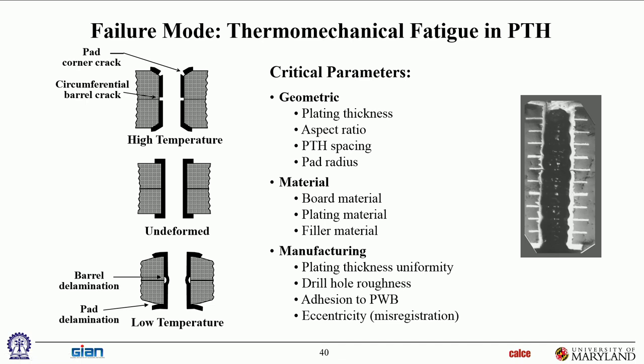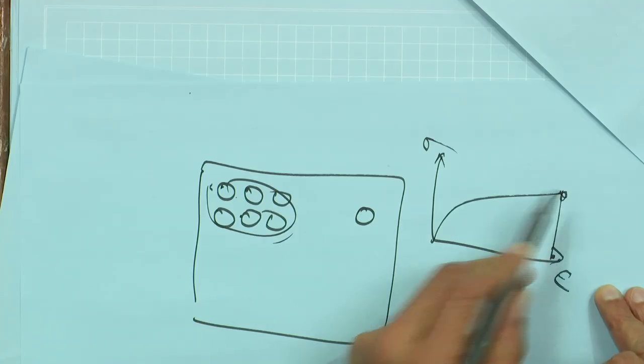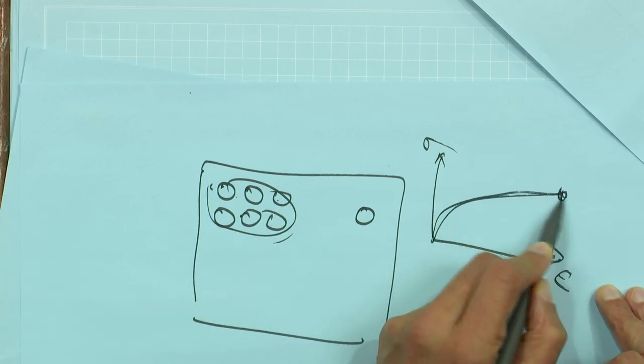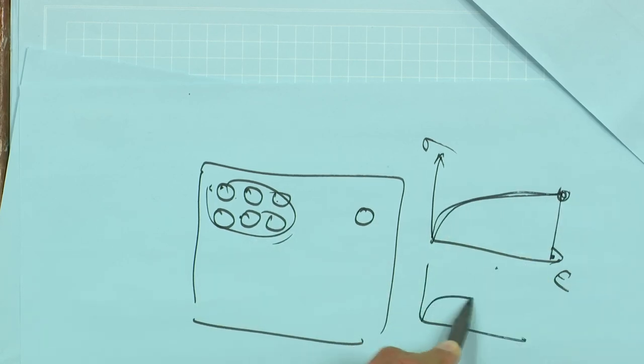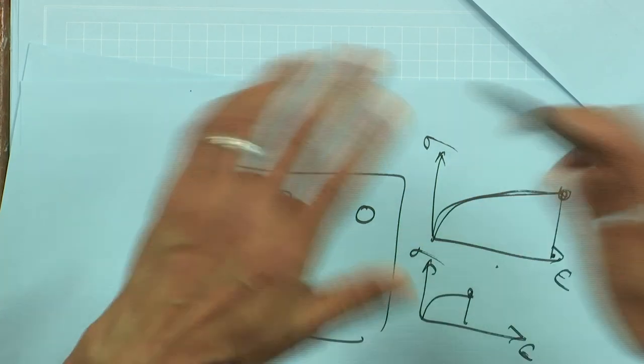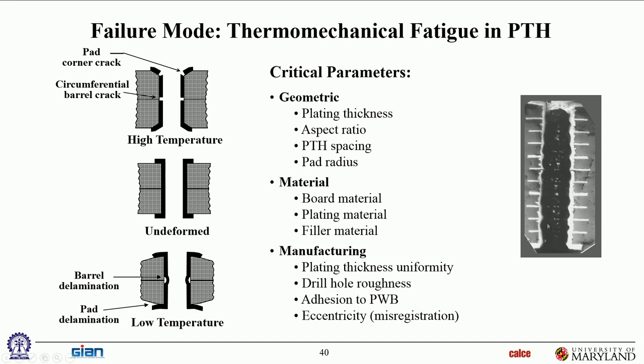What do we mean by ductility? The strain that the copper can withstand before it fails, okay? The ultimate strain at failure. So some of these vias may have a very good ductile copper, some of them, the copper may not have that much ductility. So that depends on all the contaminants in the bath, the plating bath. So the plating material is extremely important, or quality of the plating material is extremely important.